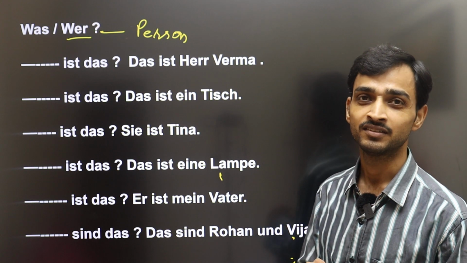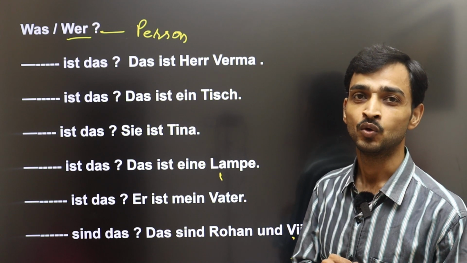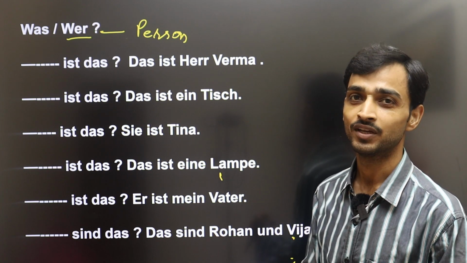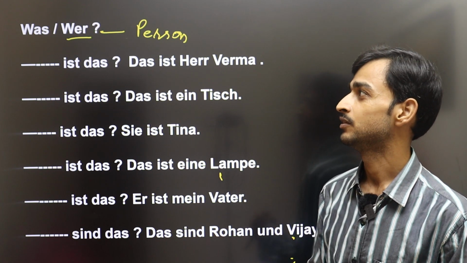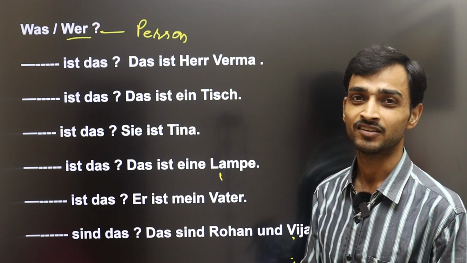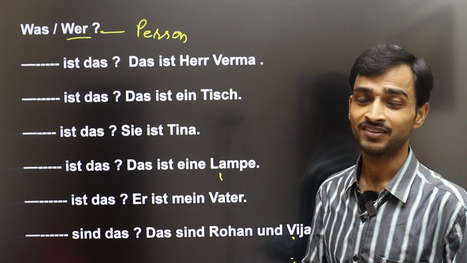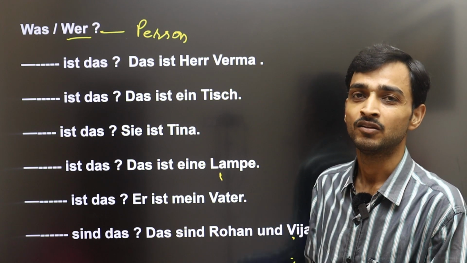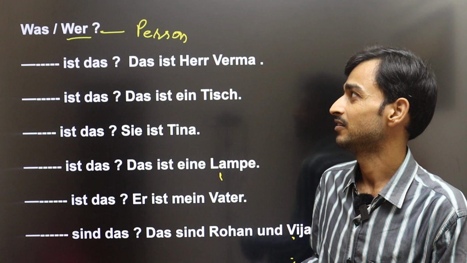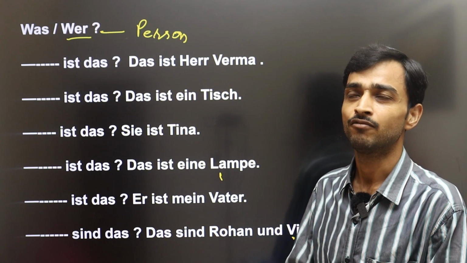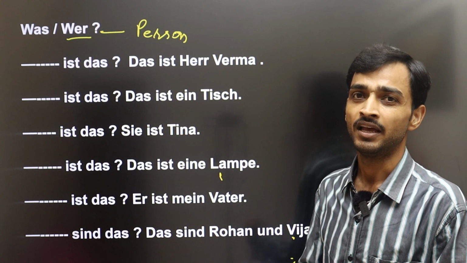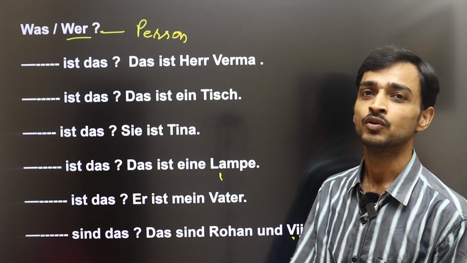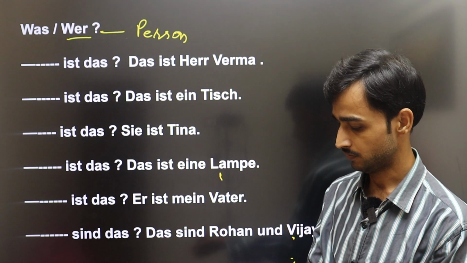He is a man, a human being. So for the person, what is the W-Frage word? What is the question word? You can see here, the question word for the person is wer. So the complete question is Wer ist das? Who is this? Or who is that? Clear? So Wer ist das? And the answer is Das ist Herr Verma. This is Mr. Verma. Understand? So this way we do these types of questions.